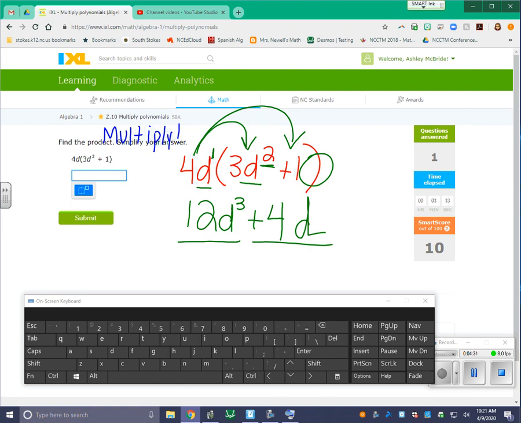So we're going to come over here. 12d, to do our exponent, we click the blue button. Third arrow plus 4d. You can always view their example. Submit. There we go. All right, this was a good one.